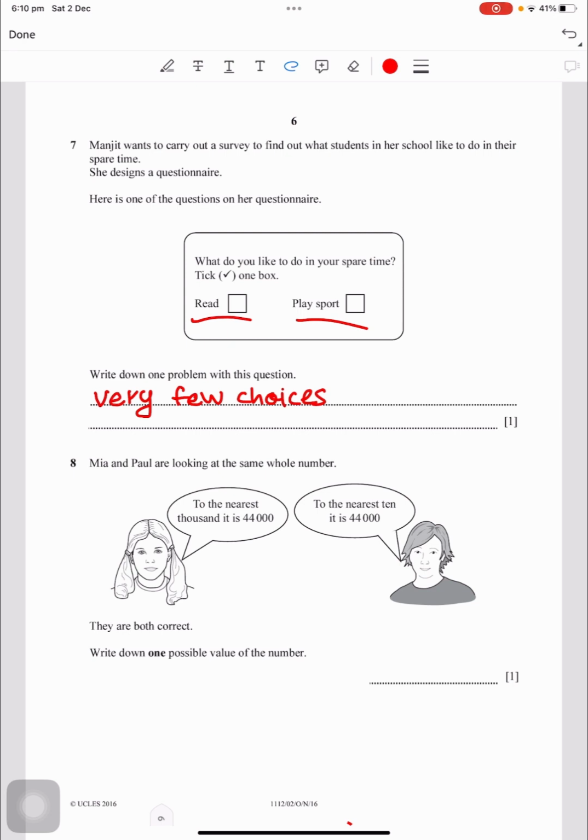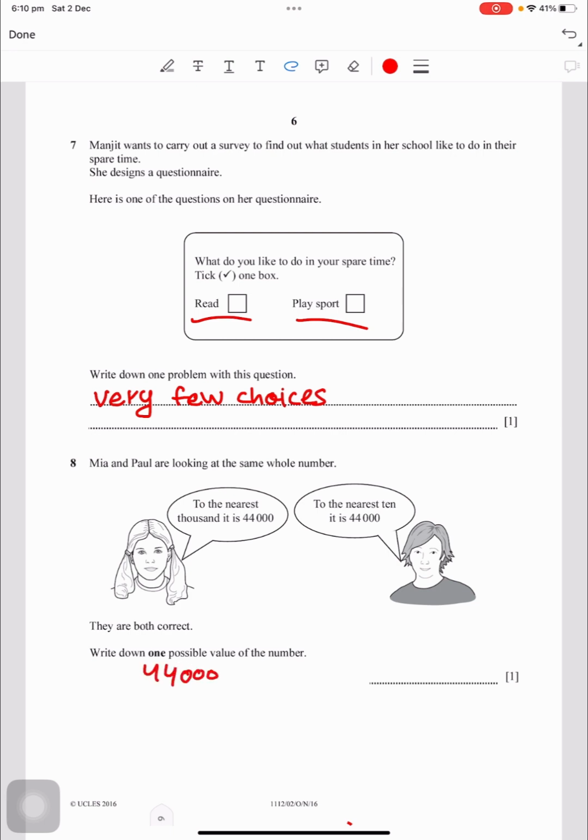Maya and Paul are looking at the same whole number. Okay, so Maya says to the nearest 1,000, it is 44,000. Paul says to the nearest 10, it is 44,000. So they are both correct. Write down one possible value of the number. Okay, so first, the number that they're both thinking of is 44,000. So you can write this here.